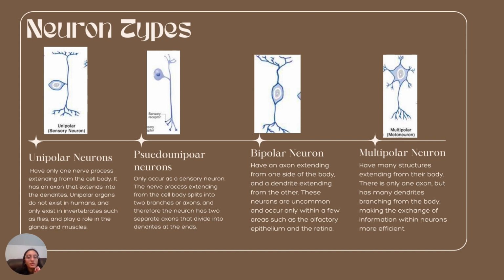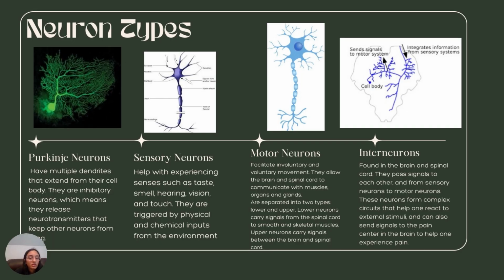The most common type of neuron are multipolar neurons, which are present throughout the CNS. These neurons have many structures extending from their body. There is only one axon, but they have many dendrites branching from the body, making the exchange of information within neurons more efficient. Purkinje neurons also have multiple dendrites that extend from their cell body. They are inhibitory neurons, which means they release neurotransmitters that keep other neurons from firing.